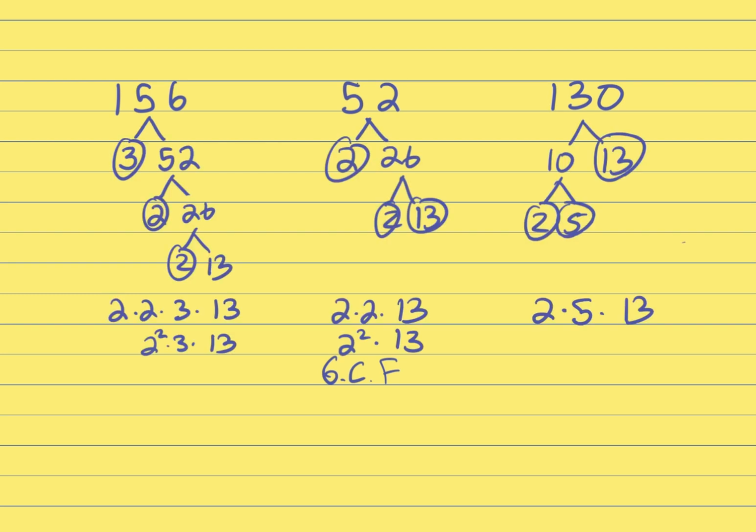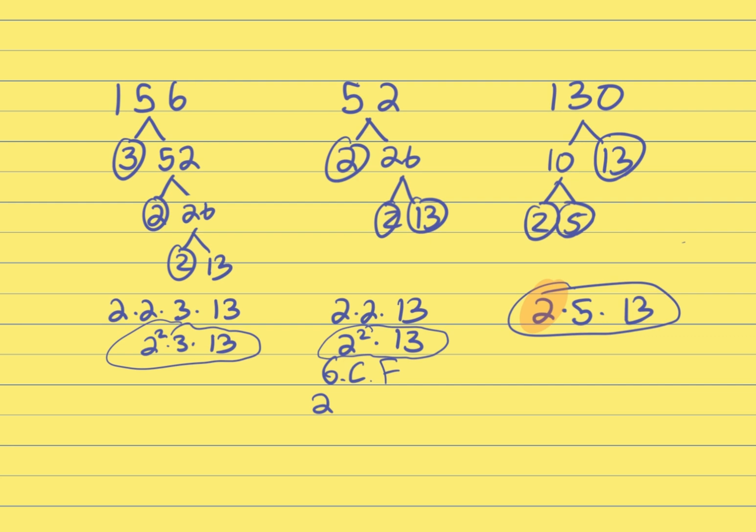So there's the factor trees. We've got 2 squared times 3 times 13. And the next is also 2 squared times 3 times 13. And then the last one is 2 times 5 times 13. So the first base that they have in common is 2, right? What's the smallest exponent? Just 1, right? This one only has 1. So they only have 1 in common.